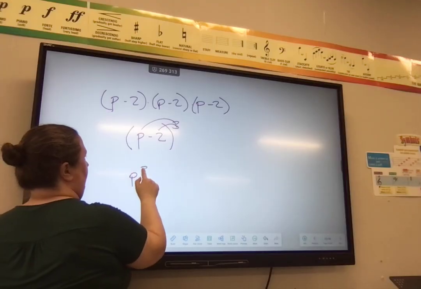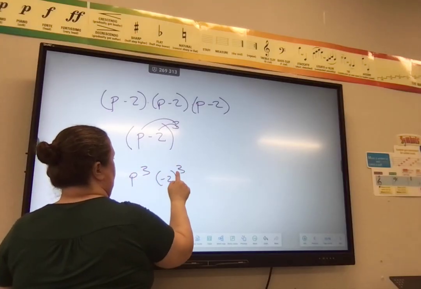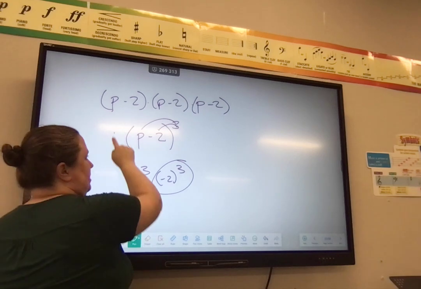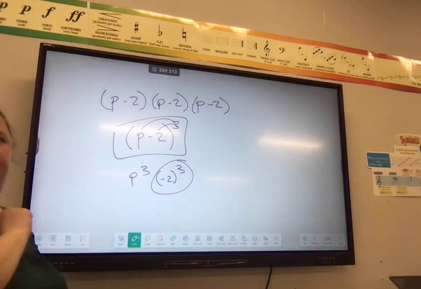Could I apply this to this and this to this? Sure, I could say p to the 3, negative 2 to the 3, and simplify that. But this is considered a correct answer, so you can just stop there.